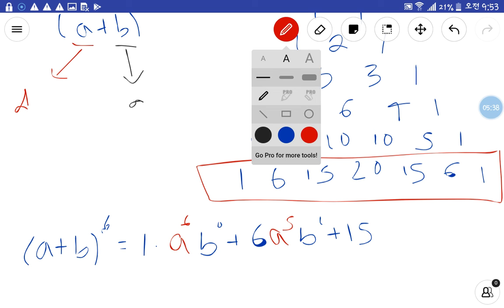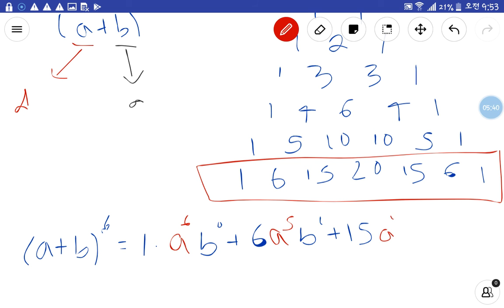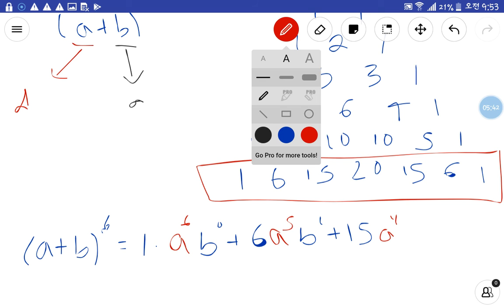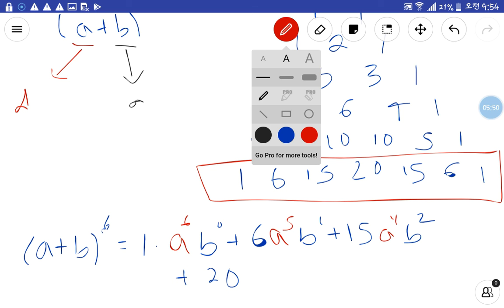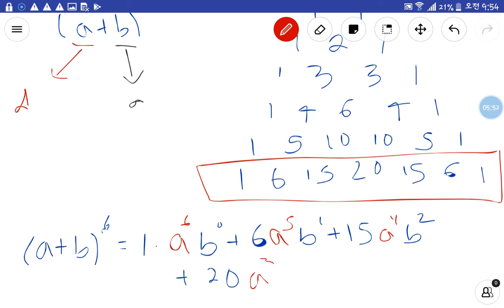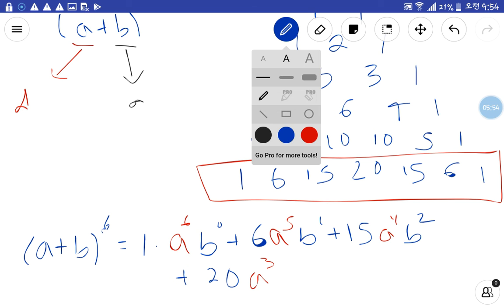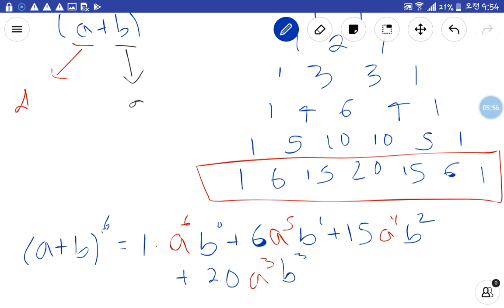My a needs to be what? A to the 4th power. It should be descending. Now I have b to the 2nd power. B should be increased. Now what is my next? 20. And then my a should be decreased. And my power of b should be increased.